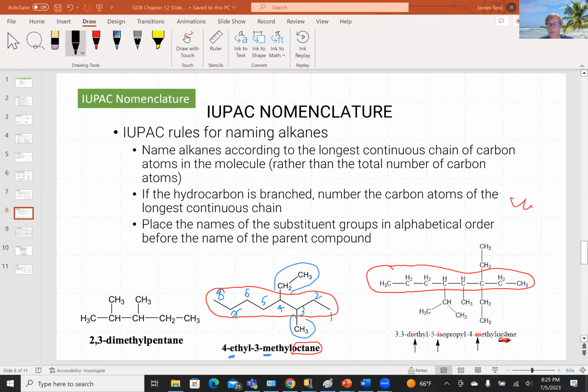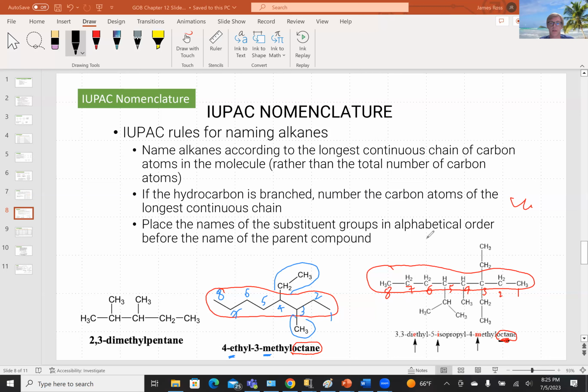Okay, so we have octane because we have 8 carbons. We can see if I count right to left, I hit my first branch after carbon 3, which is closer than if I count left to right. So that's carbon 1, 2, 3, 4, 5, 6, 7, 8.